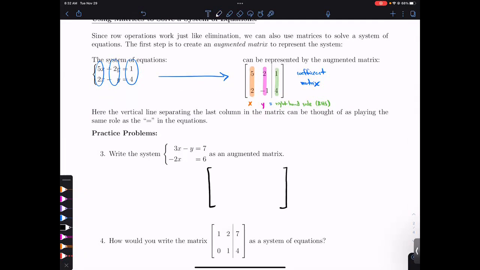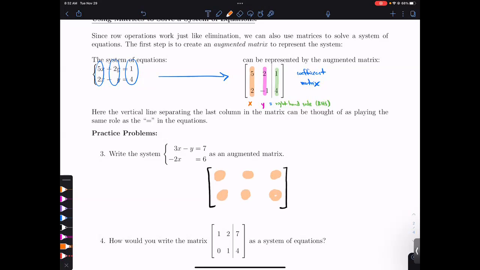What would the dimensions be? How many rows does it have? 2 and 3 columns because there are 3 different kinds of things there, right? There's X's, there's Y's, and there's just constant. So it's a 2 by 3. 1, 2, 3, 1, 2, 3. So it's a 2 by 3.